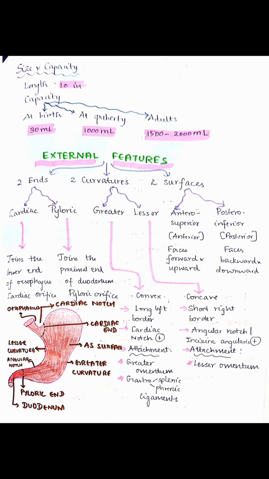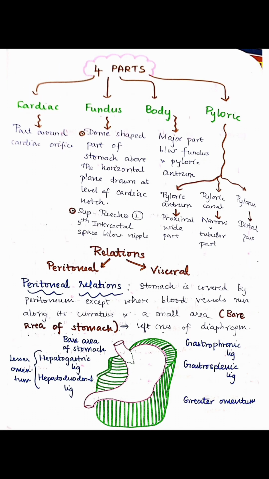In the curvatures, the greater curvature is convex and the lesser is concave. The greater curvature is present along the long left border and the cardiac notch is present there, while the lesser curvature is present along the short right border and the angular notch, or incisura angularis, is present there. The attachments for the greater curvature are the greater omentum, gastrosplenic and gastrophrenic ligaments, while for the lesser curvature it is the lesser omentum.